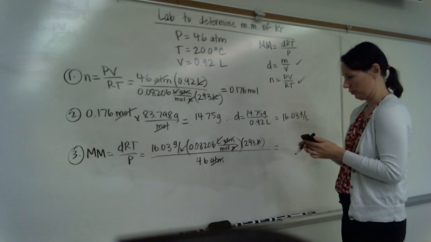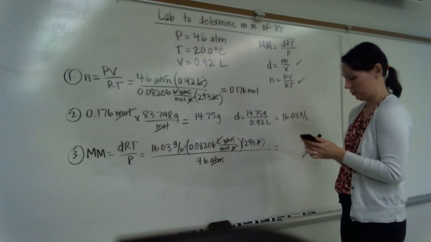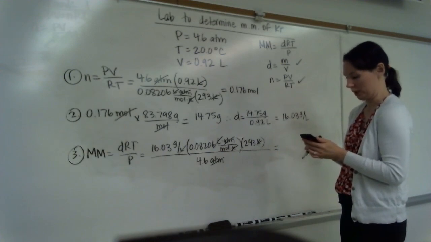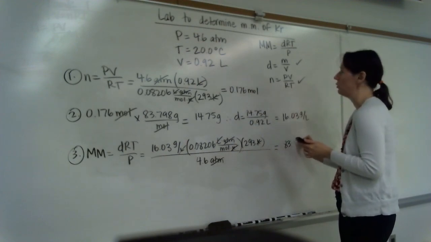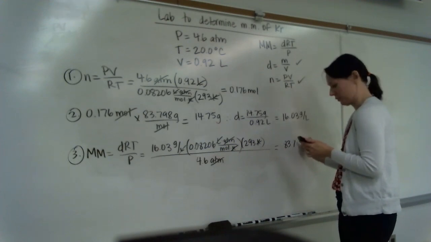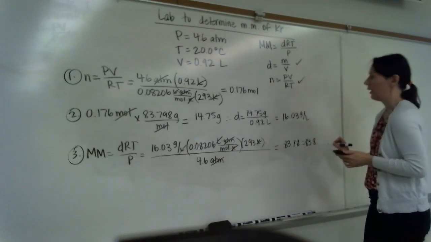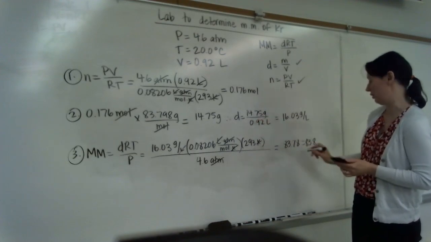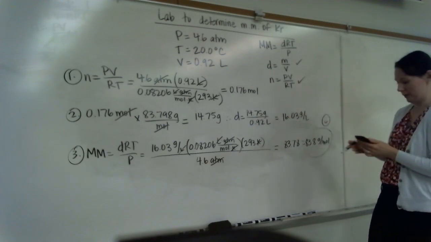Oops. I typed in the wrong number. 16.03 times 0.08206 times 293 divided by 4.6. I typed 1.6. 83 point, how many sig figs? 2. Well, let's just keep 3 for decimal places purposes. 83.8. Actual molar mass is 83.79. So yeah, that was a good day in the lab, wasn't it? Very little error. All right, happy face.